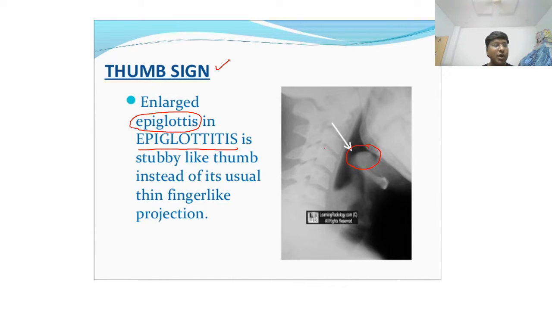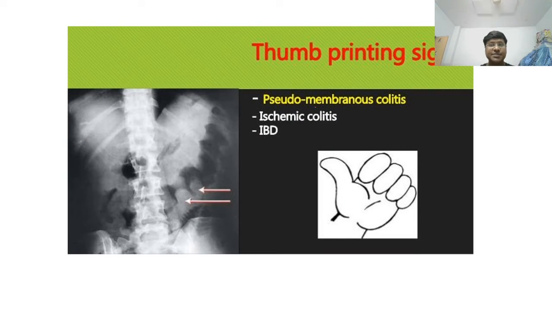Next, you will also come across the thumb sign in some gastrointestinal pathologies. Those are the clinical scenarios of pseudomembranous colitis, ischemic colitis or inflammatory bowel disease. You can see here, this is the thumb sign you will come across in these conditions. So this is about the thumb sign in chordoma.